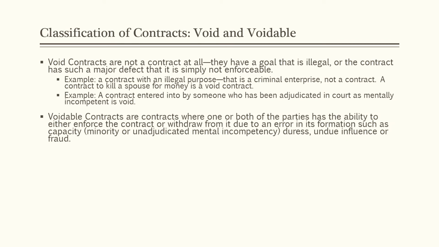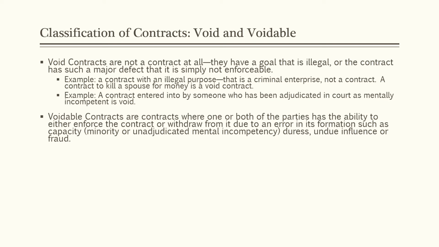On the other hand, voidable contracts are contracts where one or both of the parties has the ability to either enforce the contract or withdraw from it due to an error in its formation, such as capacity. That's the classic example. Minors and people who have not yet been adjudicated as mentally incompetent can withdraw from contracts because they are voidable. They lack contractual capacity.